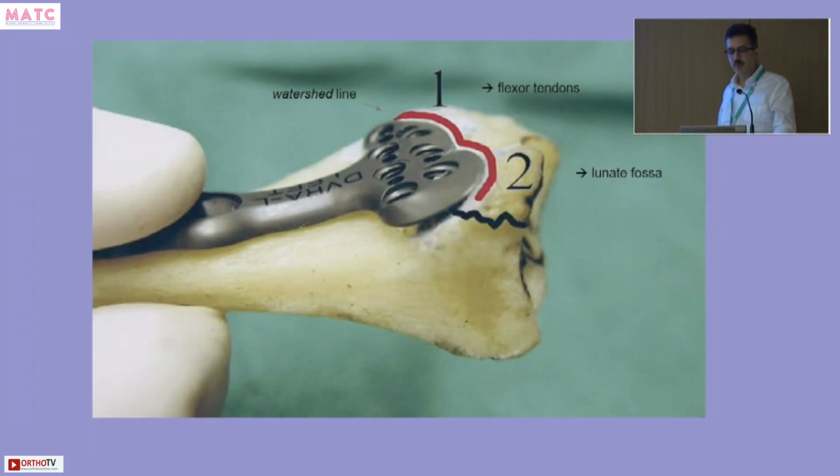So again, an important point is the watershed line which you shouldn't be crossing. If you cross the line, then tendon irritation or tendon injury is common.